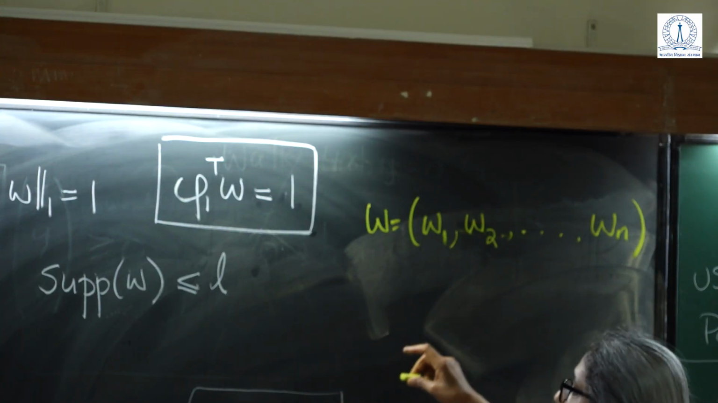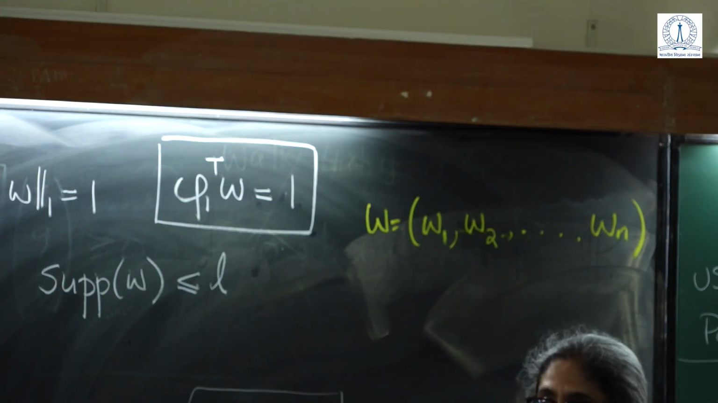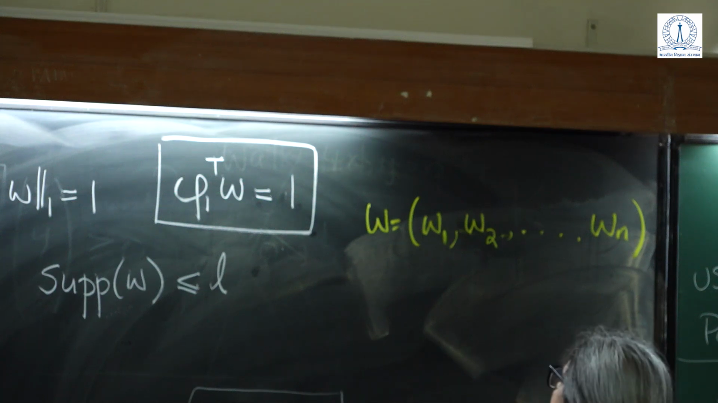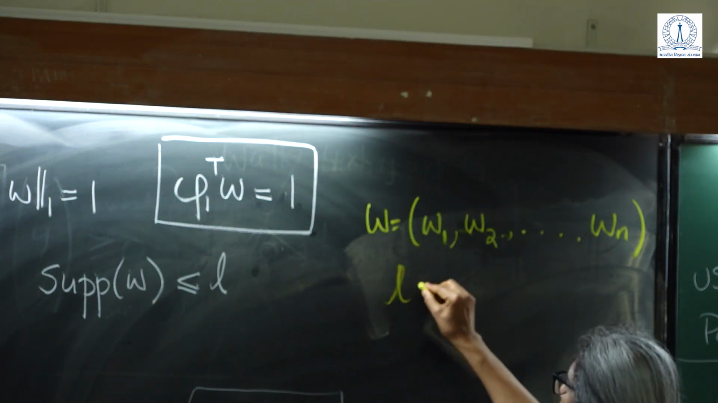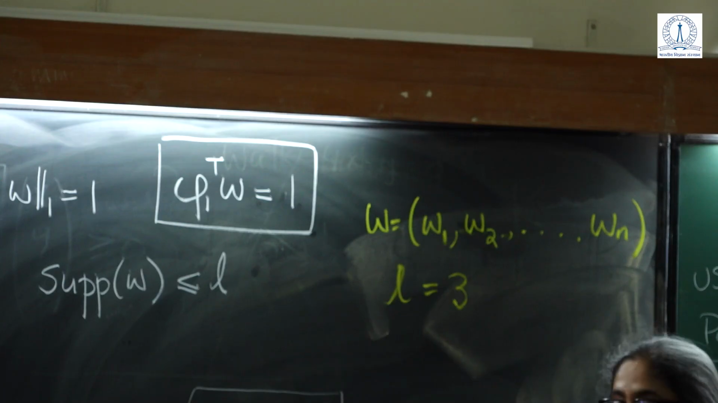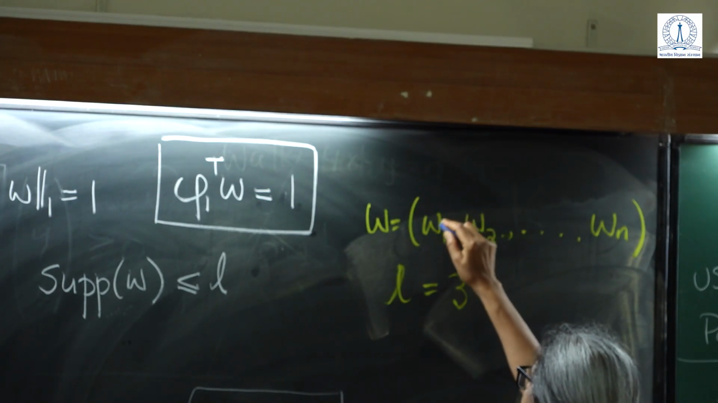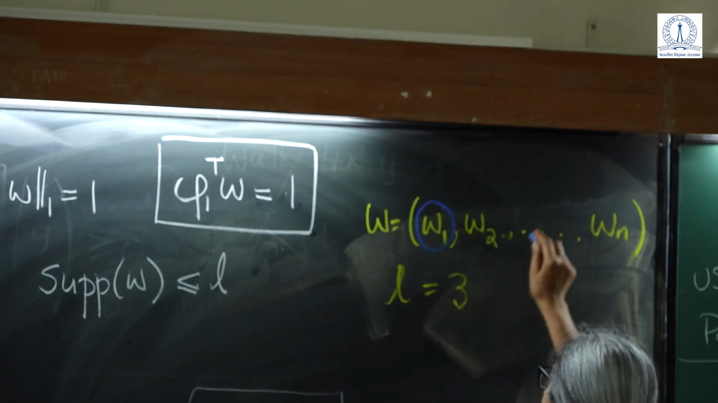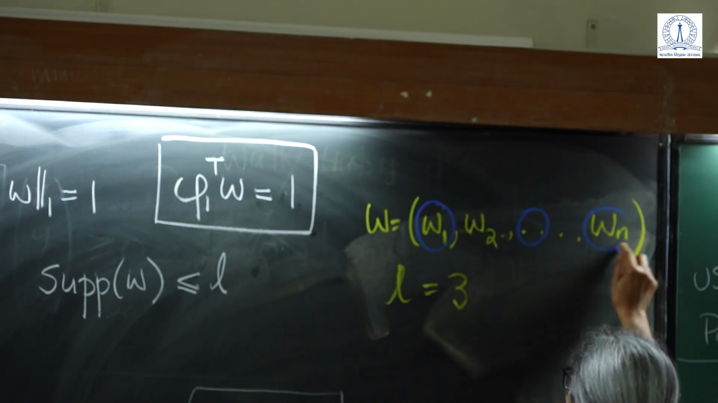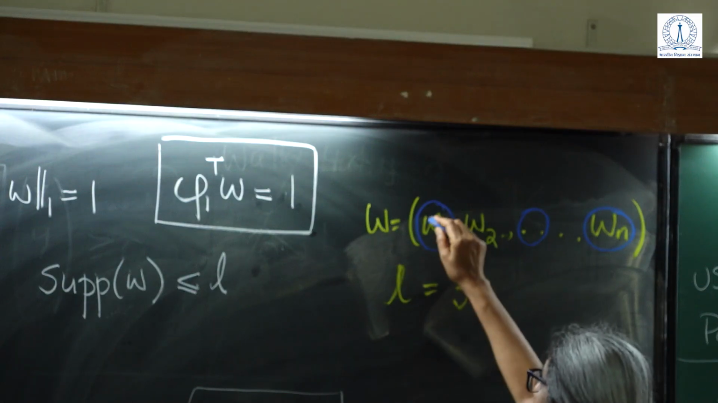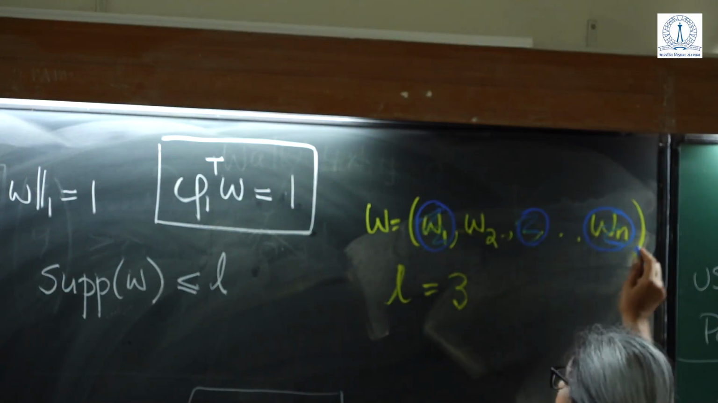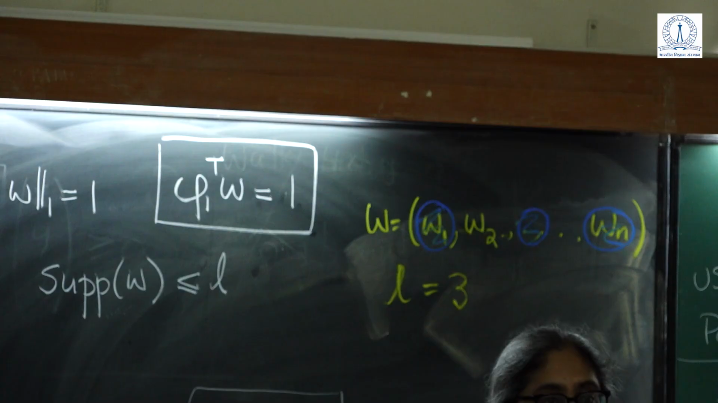So L is the number of eigenvectors you're trying to average. Let's suppose L is 3. If L is 3, it's saying that this one is there, this one is there, and that one is there, and everything else is 0. So W is a vector that only has support on 3 vertices. Everything else is 0.